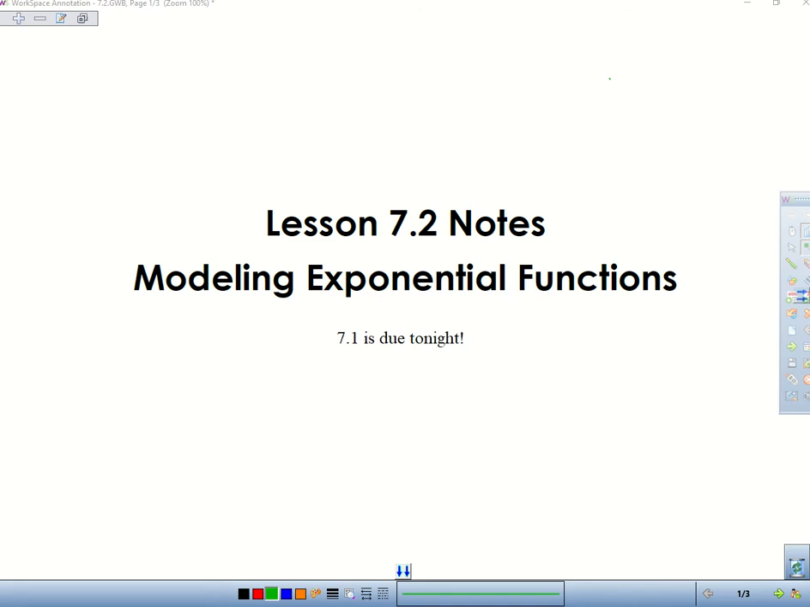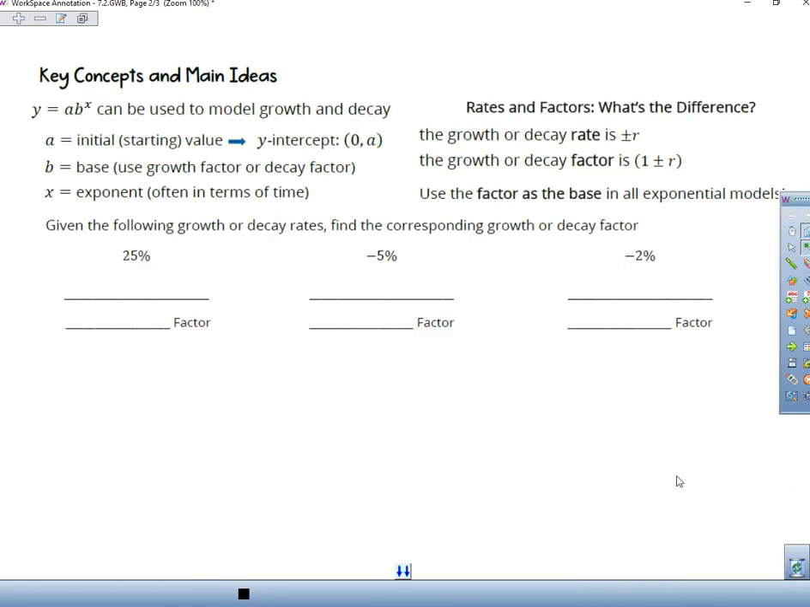Anyways, so today we're going to be doing 7.2, which is going to be modeling exponential functions. So just a reminder that 7.1 is due tonight.